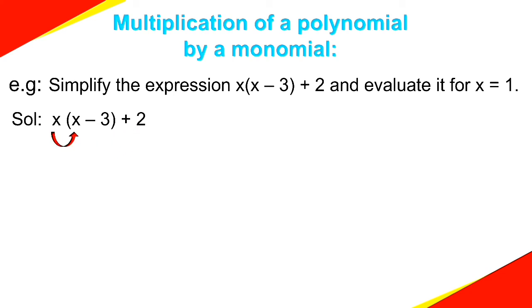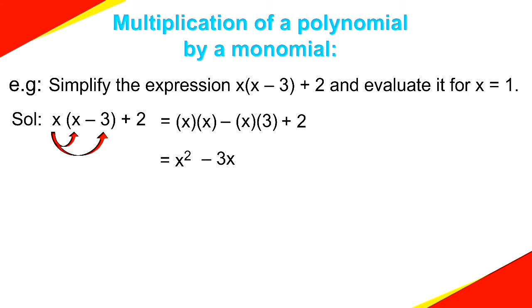Now simplify the expression. x into x can be written as x², and x into 3 can be written as minus 3x, at last plus 2. x power 1 into x power 1, what can we get? x² minus 3x plus 2. Right, very good.